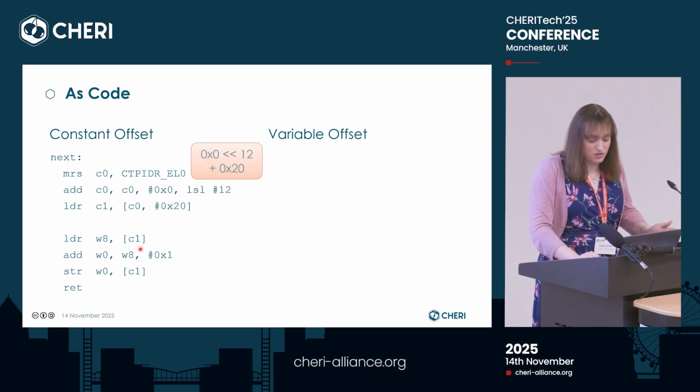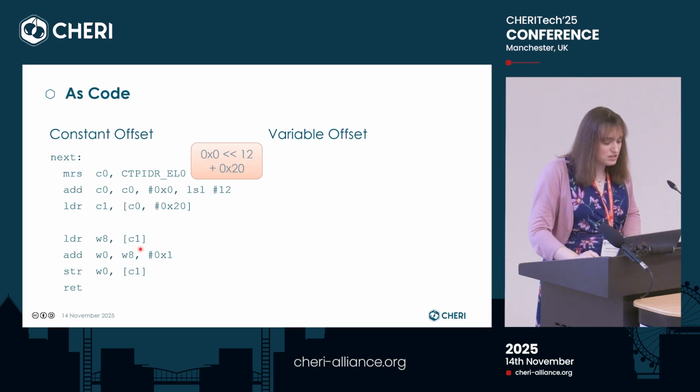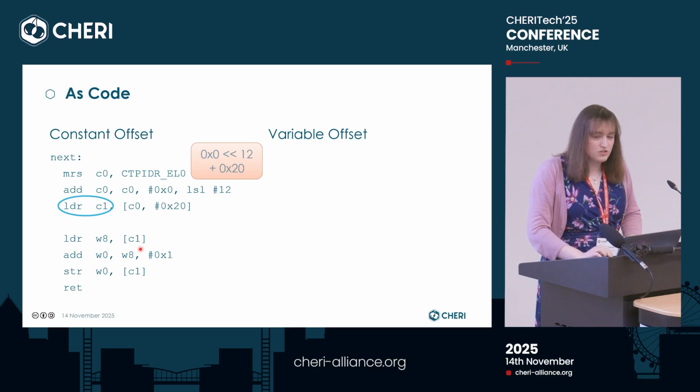So we still have a constant here, this time it's 32 rather than 16. But instead of just doing an add of TP, we've now done a load from that offset, and that's given us a capability to the variable x. And then down here we have the same load increment store as we had before.